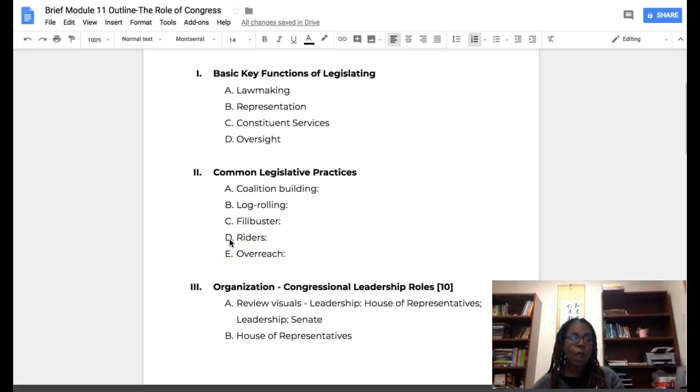For letter D, riders are amendments to a bill, so you've probably heard of these as well, that are unrelated to its central intent. So attaching a rider, for example, if we need to pass a budget bill and a rider is attached to direct goods and services to one of the legislator's particular states, but it's not necessarily related to the budget that's necessary to keep the country going, then that is a maneuver that some legislators try to use in order to get things done on behalf of their district or their state.